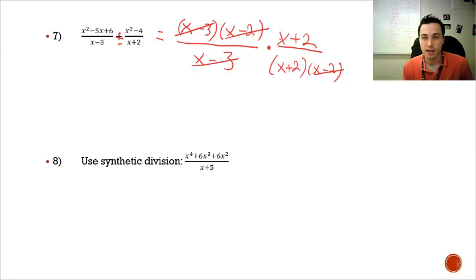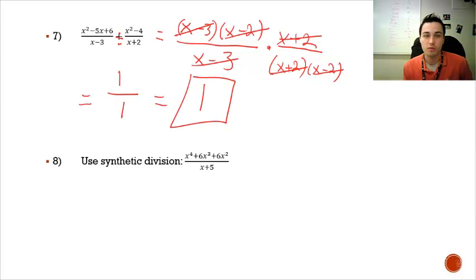Oh, and look at this. X plus 2 can cancel. Well, absolutely everything on top canceled means I would be left with a 1 on top. Absolutely everything on bottom cancels means I'd be left with a 1 on bottom, which means that the answer is simply just 1. How silly is that?